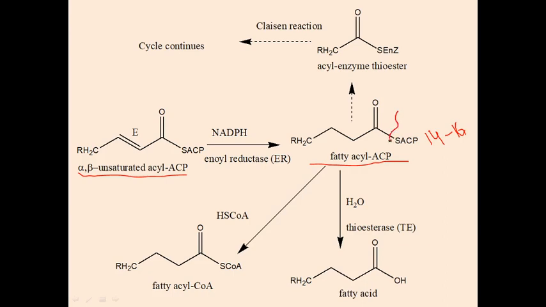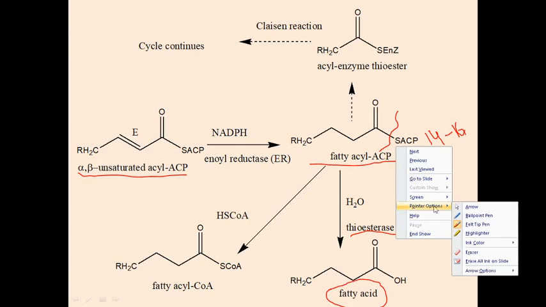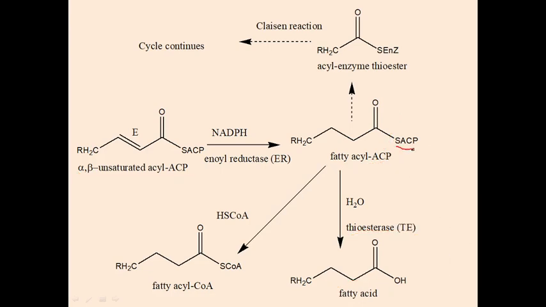This S-ACP can undergo cleavage, and with the help of the thioesterase enzyme, a fatty acid will be formed. Or this ACP group, this thio-ACP group, can be removed and replaced by thio-coenzyme A.